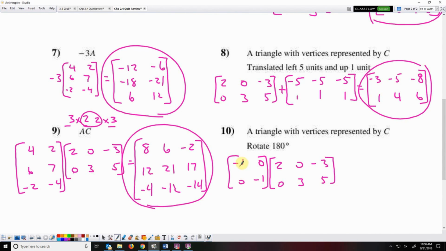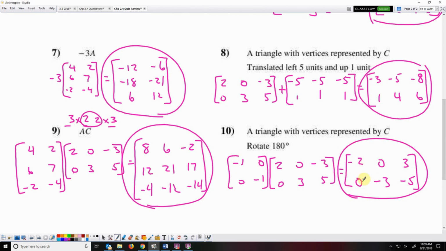Okay, so first row by first column, negative 2 plus 0. By the second column, 0 plus 0. And by the third column, positive 3 plus 0. And then the bottom row by each column, 0 plus 0. 0 minus 3. And 0 minus 5. So our new triangle has coordinates of negative 2, 0, 0, negative 3, and 3, negative 5.